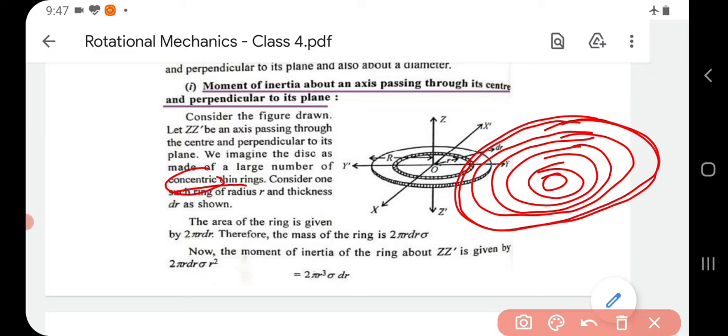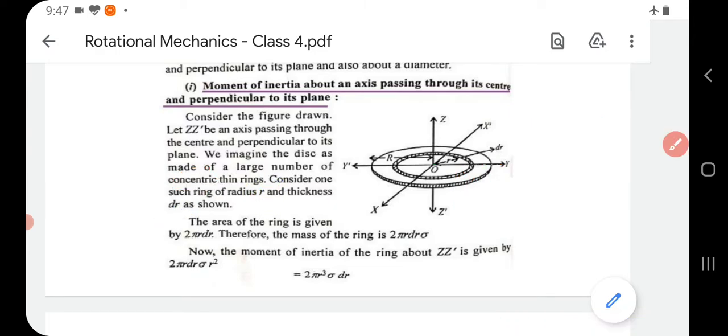Okay, concentric rings means rings with the same center. Now consider one such ring. That is, we are assuming that the circular disk is made up of a number of thin concentric rings. Now we are going to consider one such concentric thin ring. Let its radius be small letter r and thickness dr.